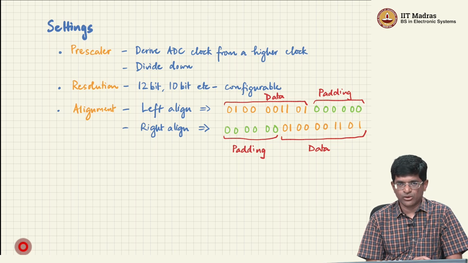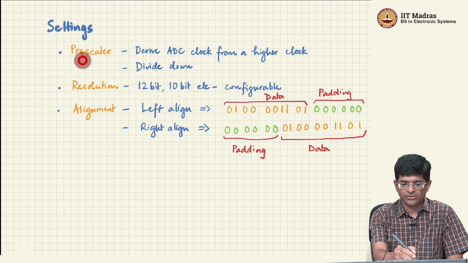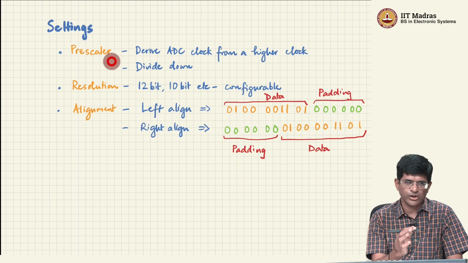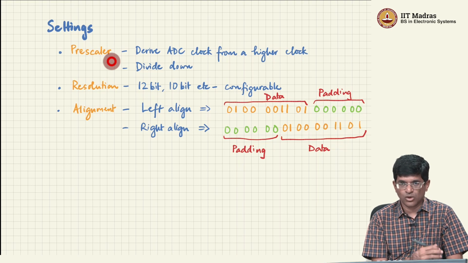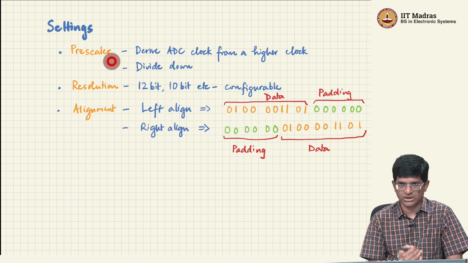Examples of the settings that you need for different ADCs are something like the prescaler. We already briefly saw the prescaler in the clock settings, and what it basically says is that it allows the ADC to work on a clock which is a divided version of your master clock, right? You can go down to a slightly lower frequency which is more suited for the sampling rate that you want and then use that for your sampling.